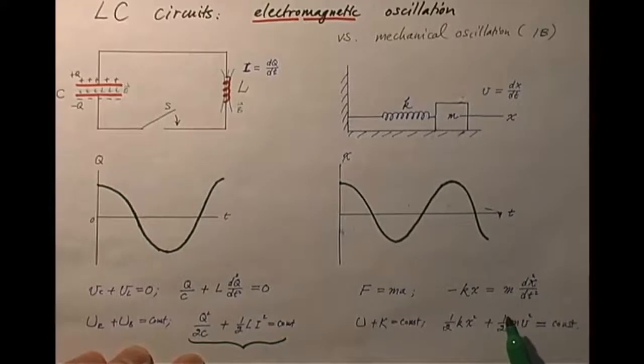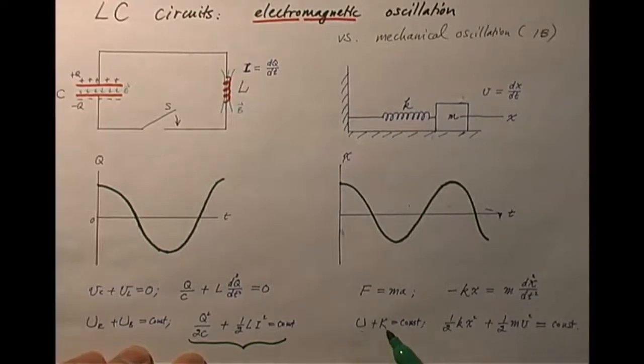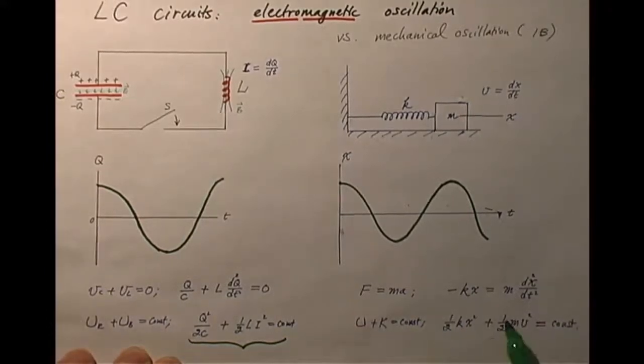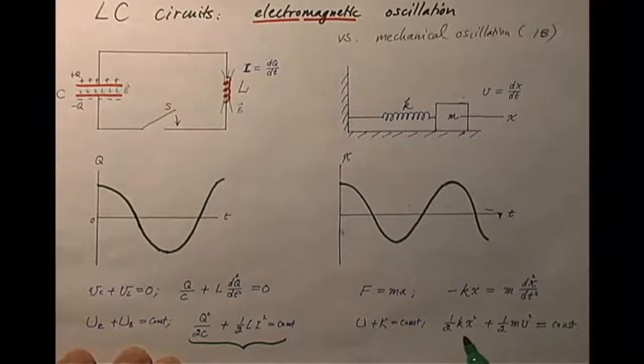Similarly, in the case of mechanical oscillation, the energy has two forms: elastic potential energy plus the kinetic energy of the block. You add them together and it is equal to a constant. In other words, 1/2 kx² plus 1/2 mv² equals a constant. You see here, the potential is a parabolic potential. That is a signature of a simple harmonic oscillator.